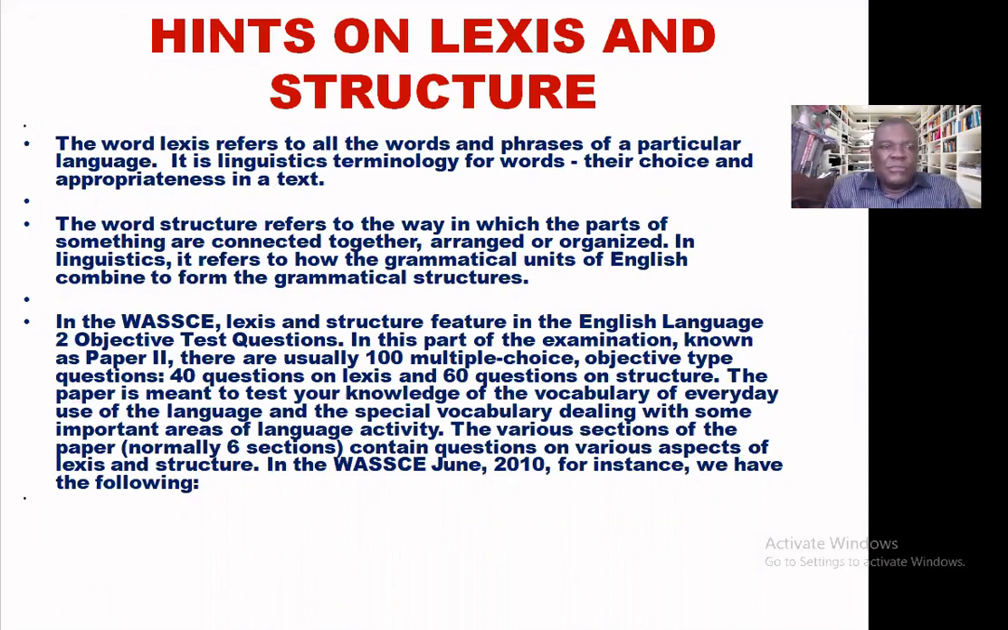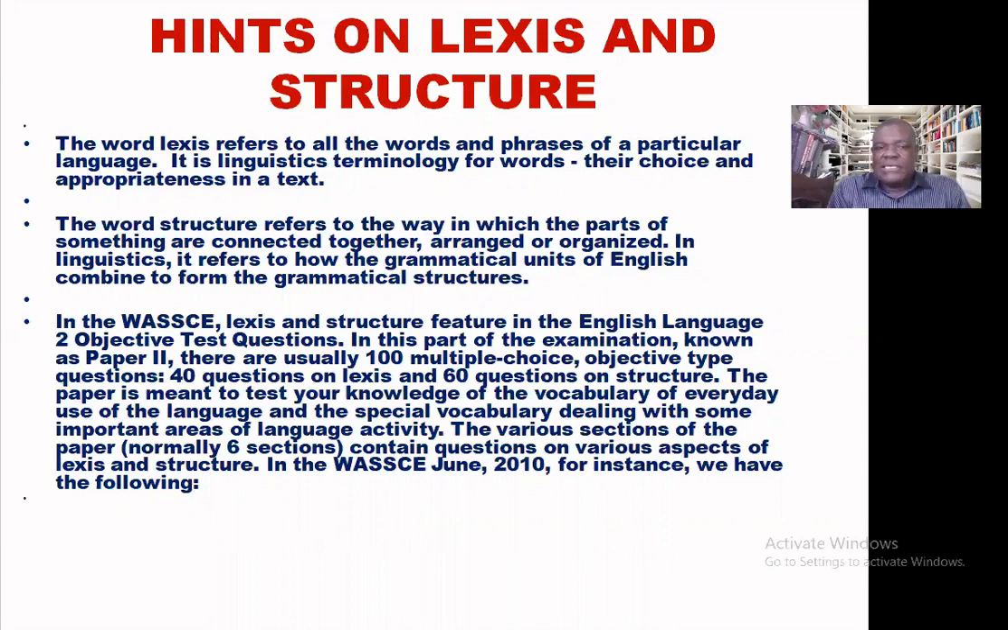Now, the word lexis refers to all the words and phrases of a particular language. It is the linguistics terminology for words, their choice and appropriateness in a text. That's really what lexis is about. The word structure refers to the way in which the parts of something are connected together, arranged, or organized. In linguistics, it refers to how the grammatical units of English combine to form the grammatical structures.